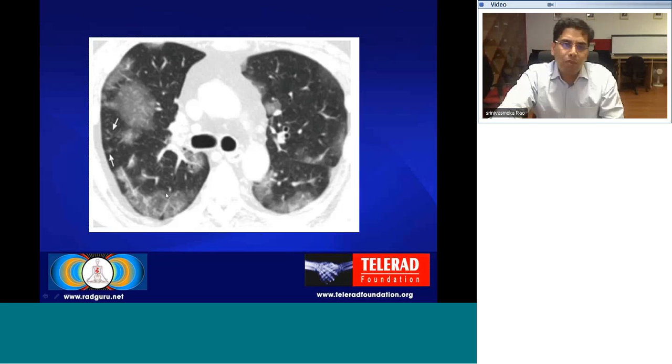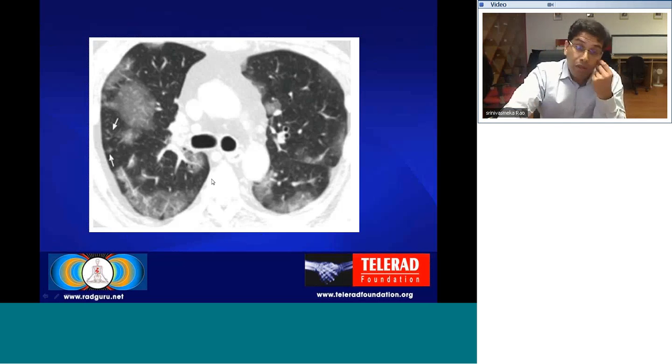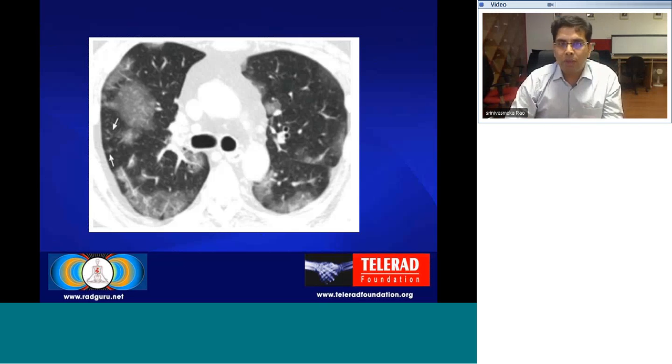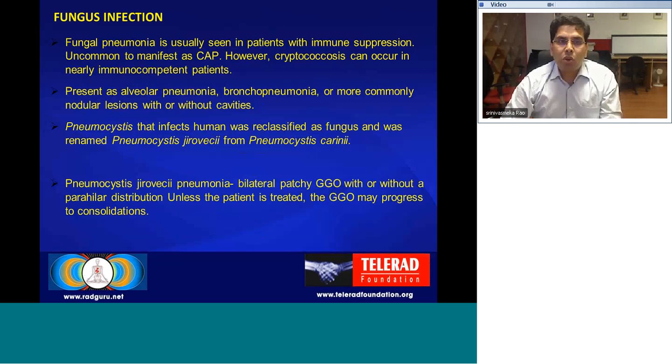So this is an example. We can see randomly distributed ground glass opacities in the upper lobe regions, and you can also see small central lobular nodules. With this we can say that there is an infection, but it's hard to categorize what is causing this. We can only guess that it's most probably a viral type of pneumonia, depending on the clinical presentation. So fungal infections, how do these present?